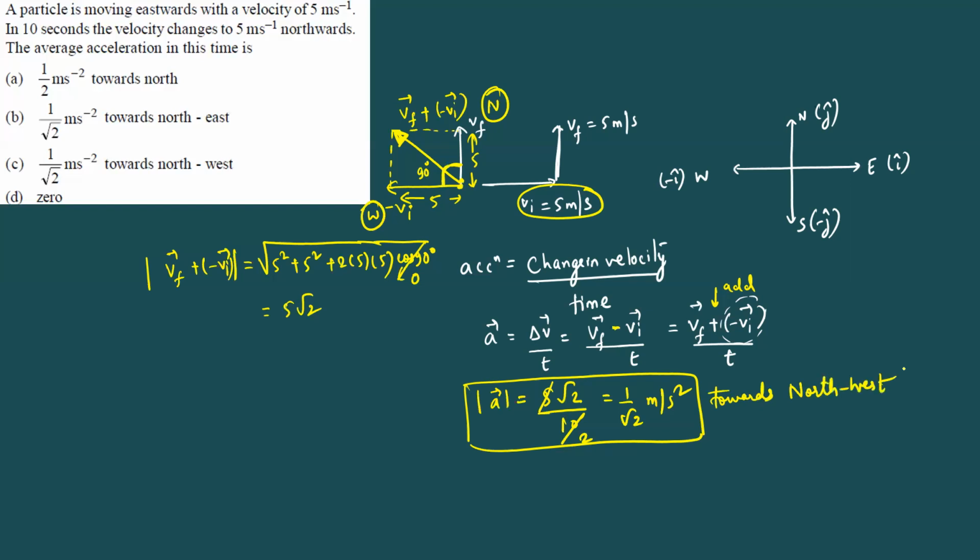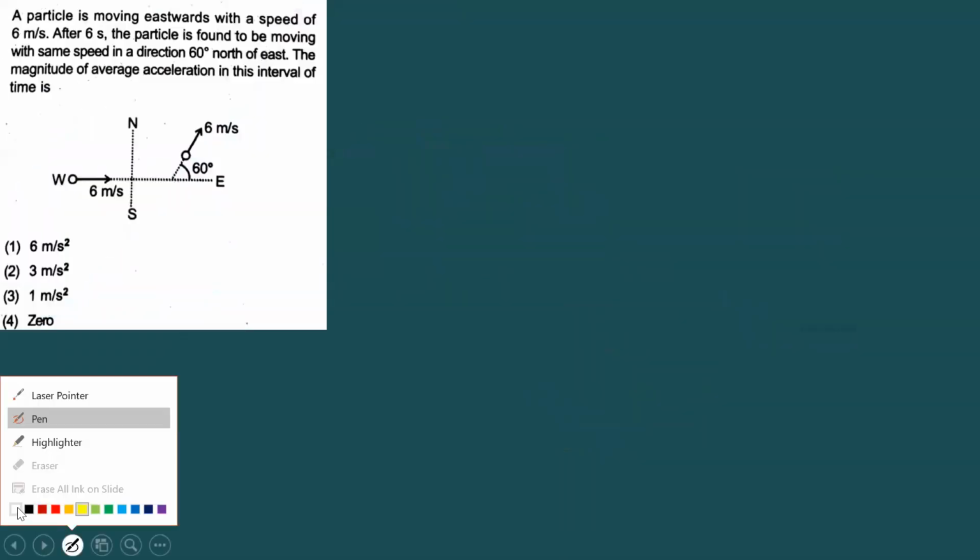So that matches with option number C. Let us take up the next illustration here. A particle is moving eastward with a speed of 6 meters per second. So initial speed: the particle was initially moving towards east.